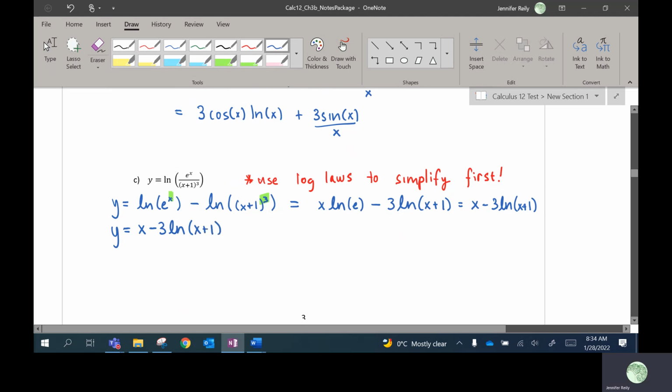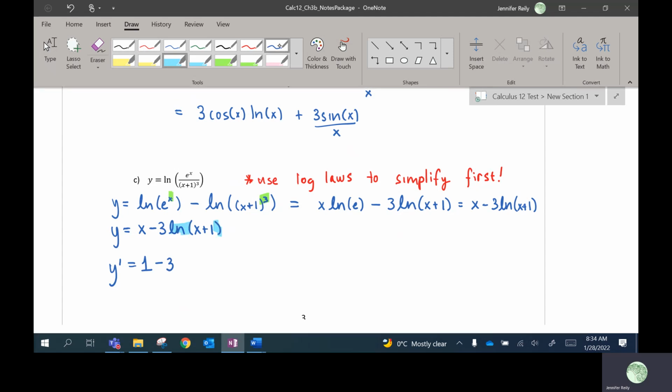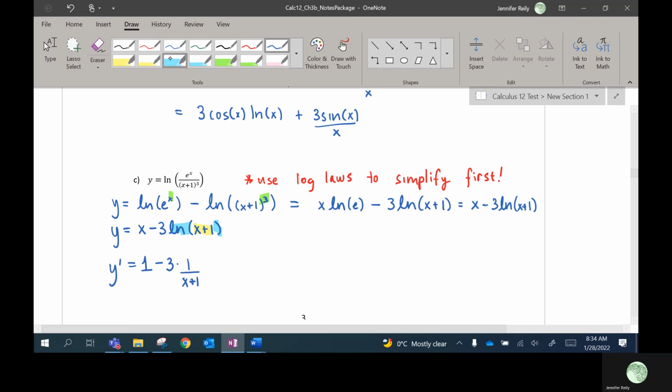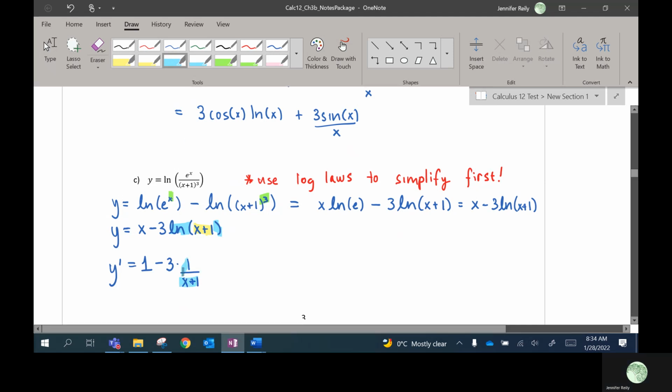I don't have to do quotient law anymore. And I have a small chain rule to do, but it's not so bad. Okay, so now let's take the derivative. So the derivative of x is just 1. The 3 is a constant, so we can ignore it. And when I take the derivative of ln(x + 1), it is a chain rule. So I'm going to do the outside first, and then the inside. That would be 1 over x + 1. That's the outer function.